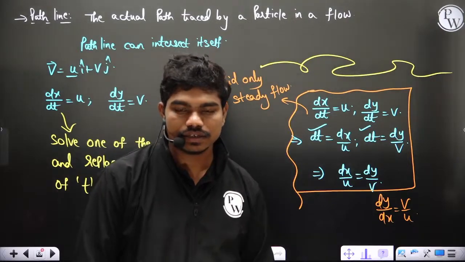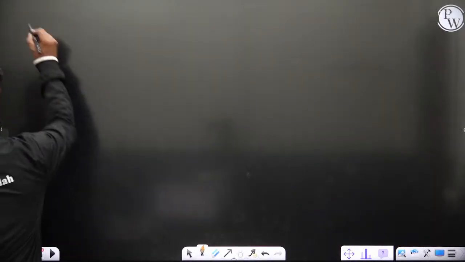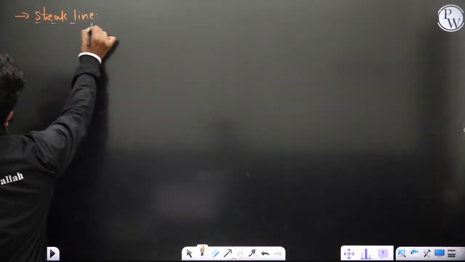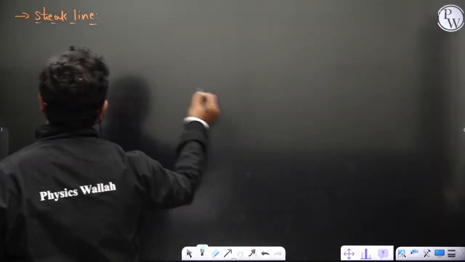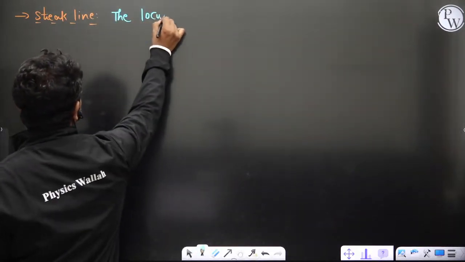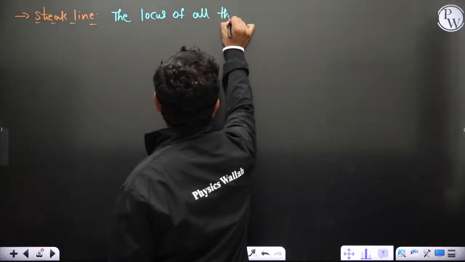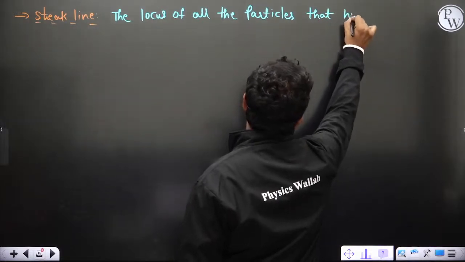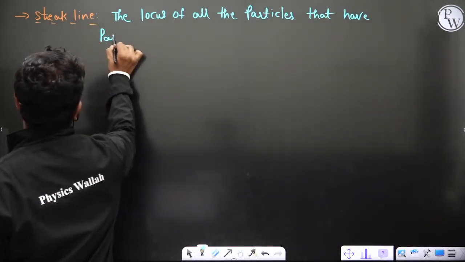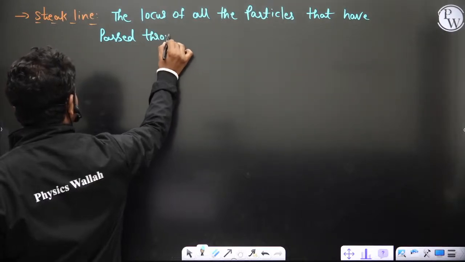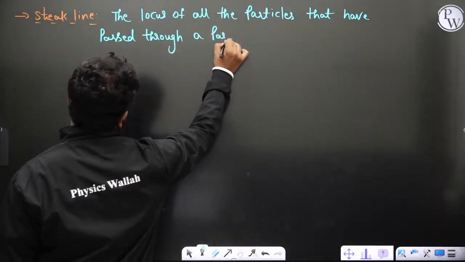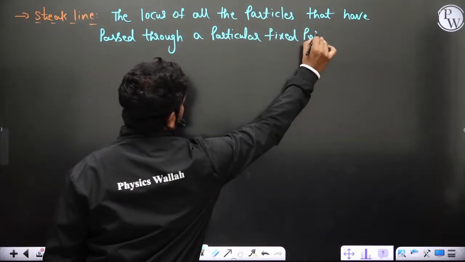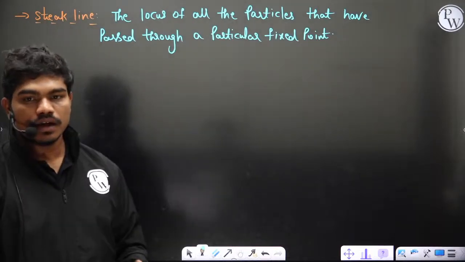Yes, it's clear, right? Now let's see the next thing, which is streak line. This is slightly tricky to understand, but it's very simply explained. See here, the locus of all the particles that have passed through a particular fixed point.